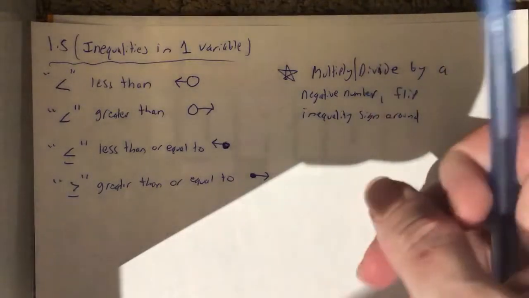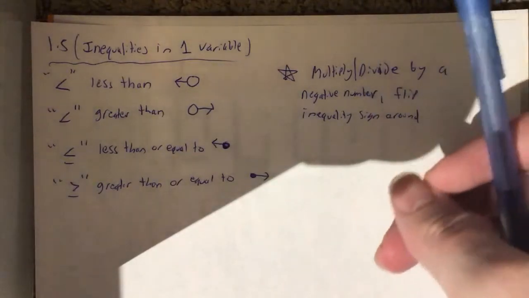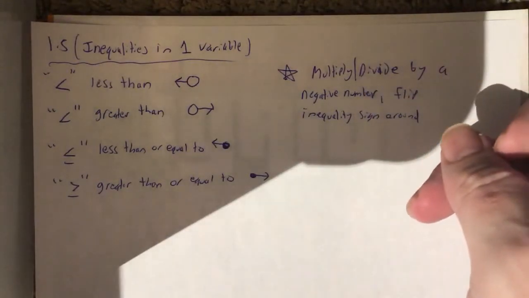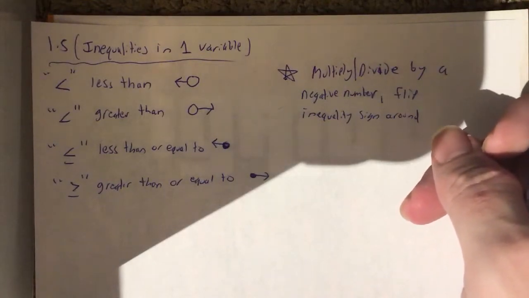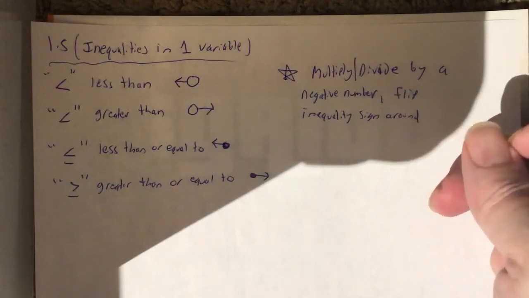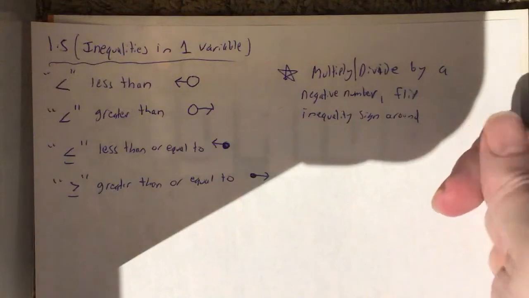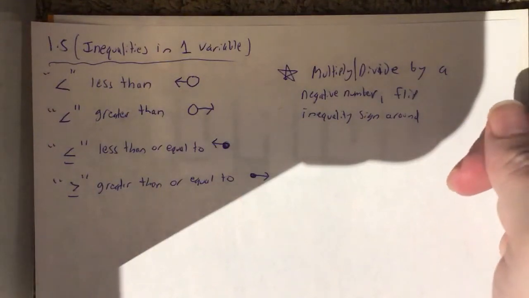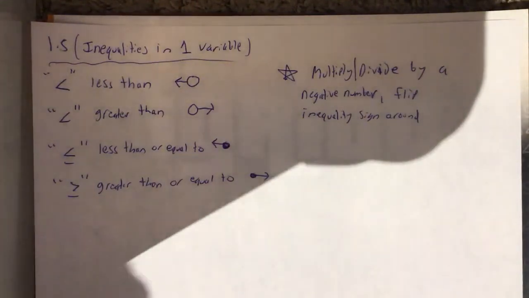And we're not going to go into details of derivation. We talked about that in the past. Only when you multiply or divide by a negative does the sign flip. When adding or subtracting a negative, nothing changes. So we'll see a couple examples that involve this.